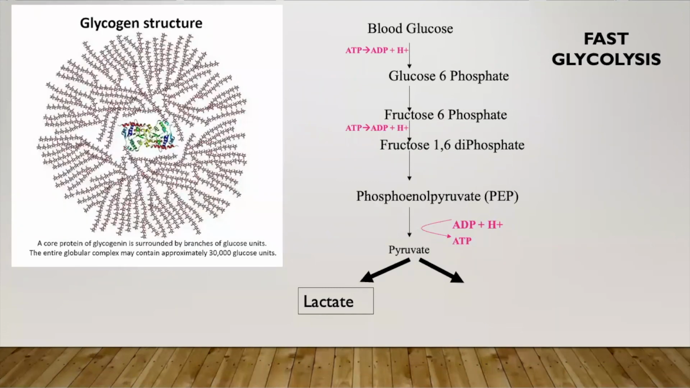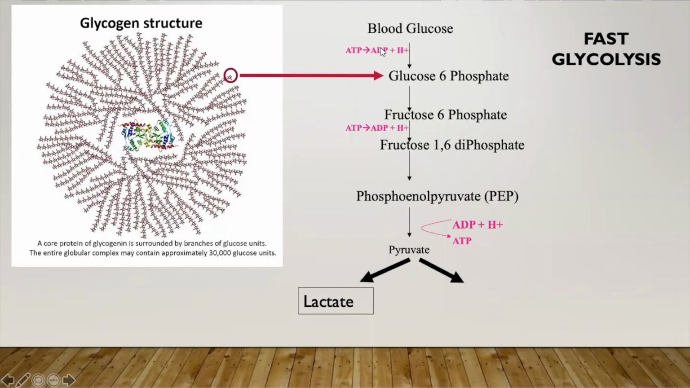Glycogen is a huge molecule with lots of glucose molecules stuck together. Core protein, branches of glucose units. So each of these is a glucose unit, and I've just highlighted one of them. When we break that off, that enters the pathway, the glycolysis pathway down here.